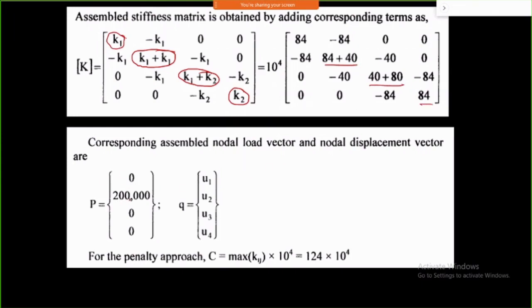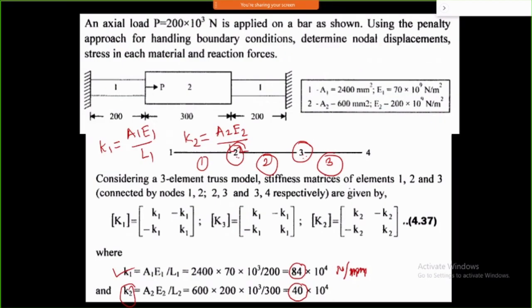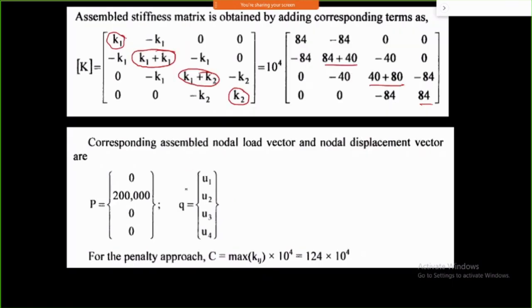And the corresponding force vector: where are we going to apply the force? At node number 2. So you look at the global force vector and substitute this force there, that is the 20 kilonewton force, and the rest of the elements are considered to be 0. U1, U2, U3 are nothing but the displacements.